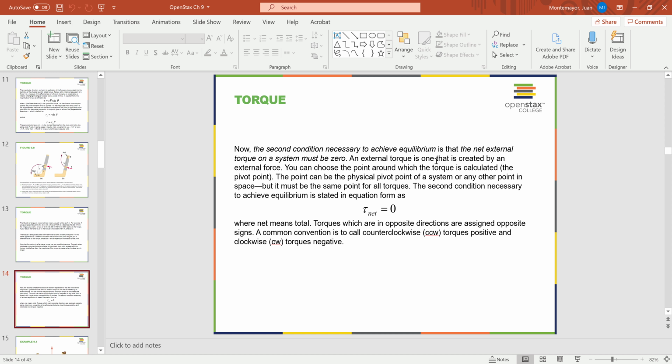Torques which are in opposite directions are assigned opposite signs. A common convention is to call counterclockwise (CCW) torques positive and clockwise (CW) torques negative.